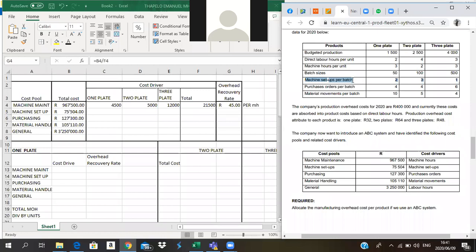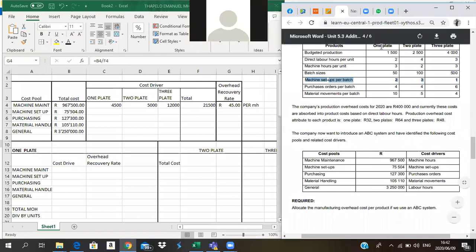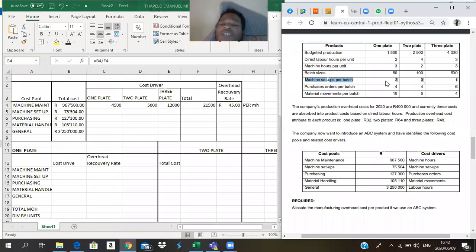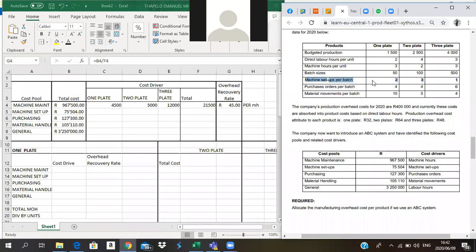Okay, guys, we are given here that the machine setups per batch is two for one plate, but I need to get the total setups. So if I'm given the setups per batch, to get the total setups, I need to take these two and multiply by the number of batches. Do you understand that part?